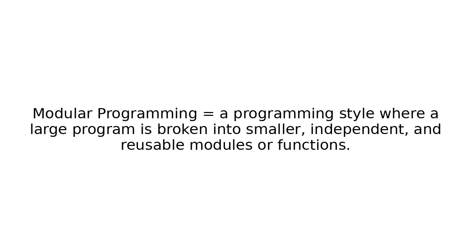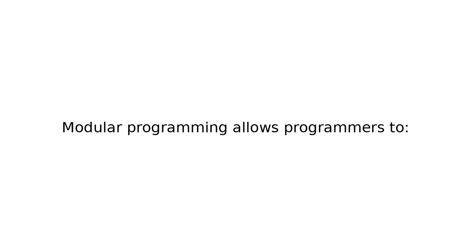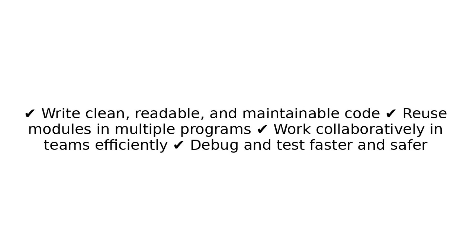Simple definition. Modular programming equals a programming style where a large program is broken into smaller, independent, and reusable modules or functions. Final summary. Modular programming allows programmers to: ✔ write clean, readable, and maintainable code. ✔ Reuse modules in multiple programs. ✔ Work collaboratively in teams efficiently. ✔ Debug and test faster and safer.